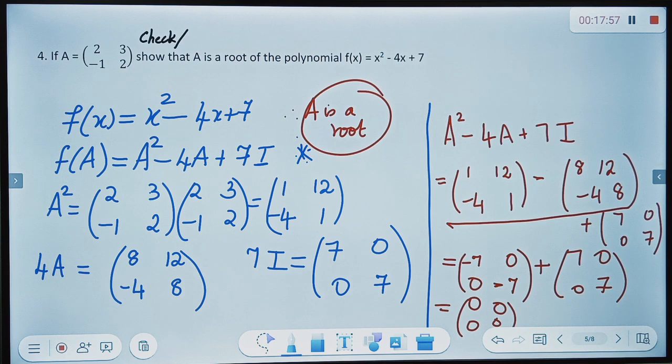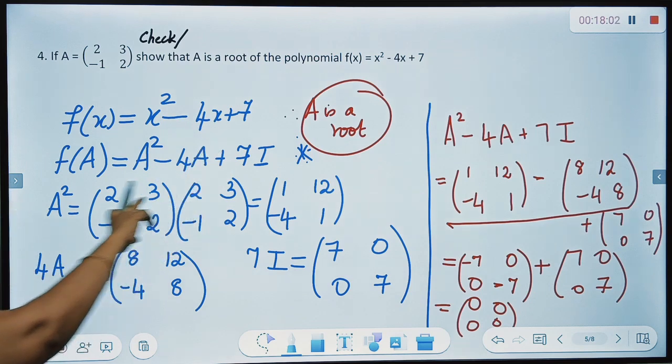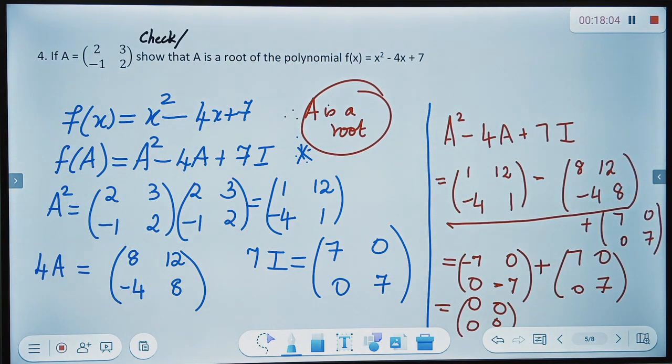So what is the most important thing we learned while we solved this problem? When we are given 7 in the polynomial expression and we are talking about matrices, we have to understand that 7 is 7I, 7 multiplied by the identity matrix of order 2, which is [[7,0],[0,7]]. 4a means multiplying every element of A by 4. A square is A into A. So you compute all this, add and check whether you get 0. Since it is 0, it means A is a root of the polynomial.